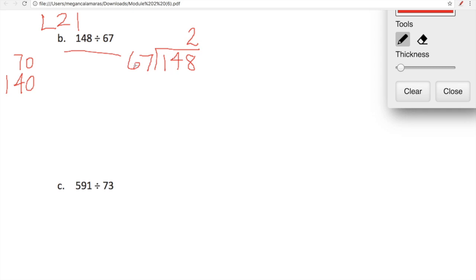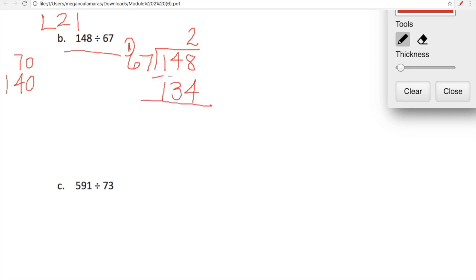And now we're just going to multiply through. First, we're going to multiply 2 times 7. 2 times 7 is 14. I'm going to write my 4 underneath the 8. Please make sure that everything is beautifully aligned. And then I'm going to carry my 1. Now we're going to do 2 times 6. 2 times 6 is 12, plus our 1 is 13. So now we have 134.